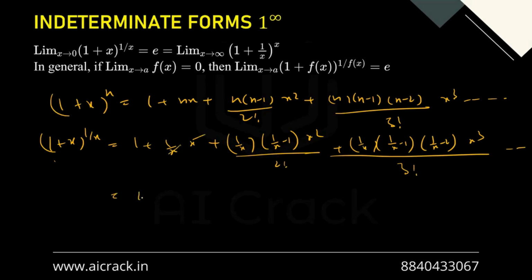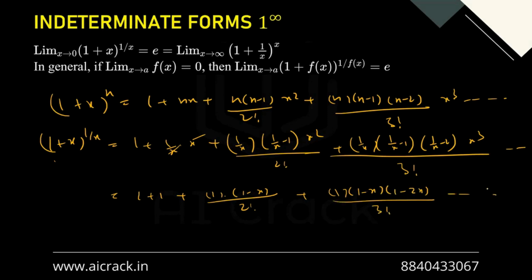Now this would become 1 plus 1 plus, now if we take LCM over here, we'll be getting 1 dot (1 minus x), and we have x in the denominator and x in the denominator. Basically we have x square, and this x square gets cancelled out. We'll be getting 2 factorial, plus over here similarly we'll be getting 1 dot (1 minus x) dot (1 minus 2x) divided by 3 factorial and so on, right?